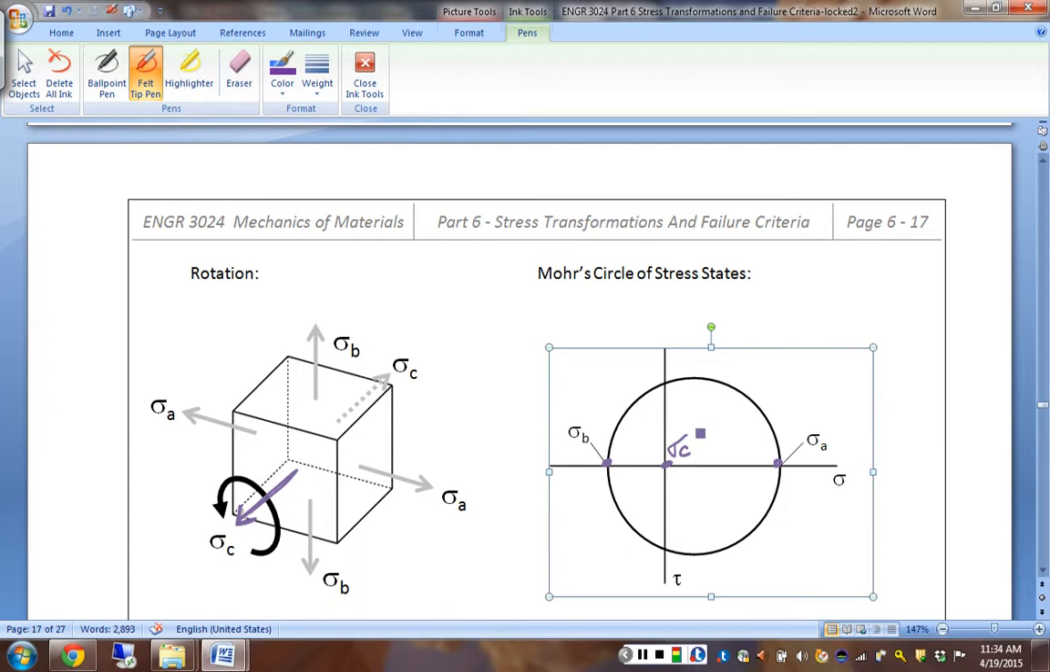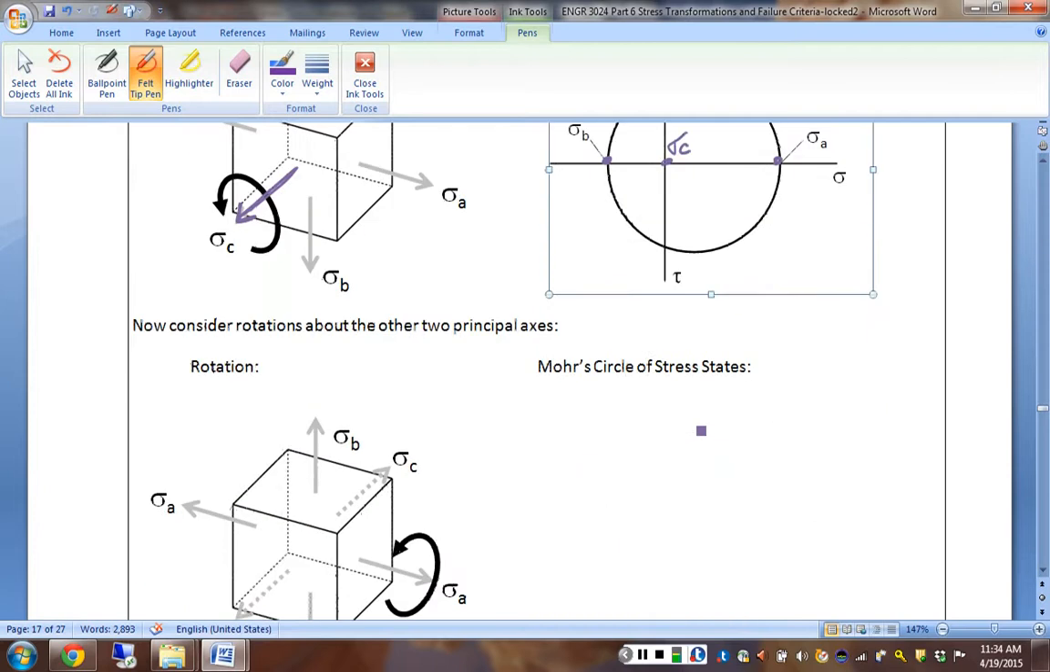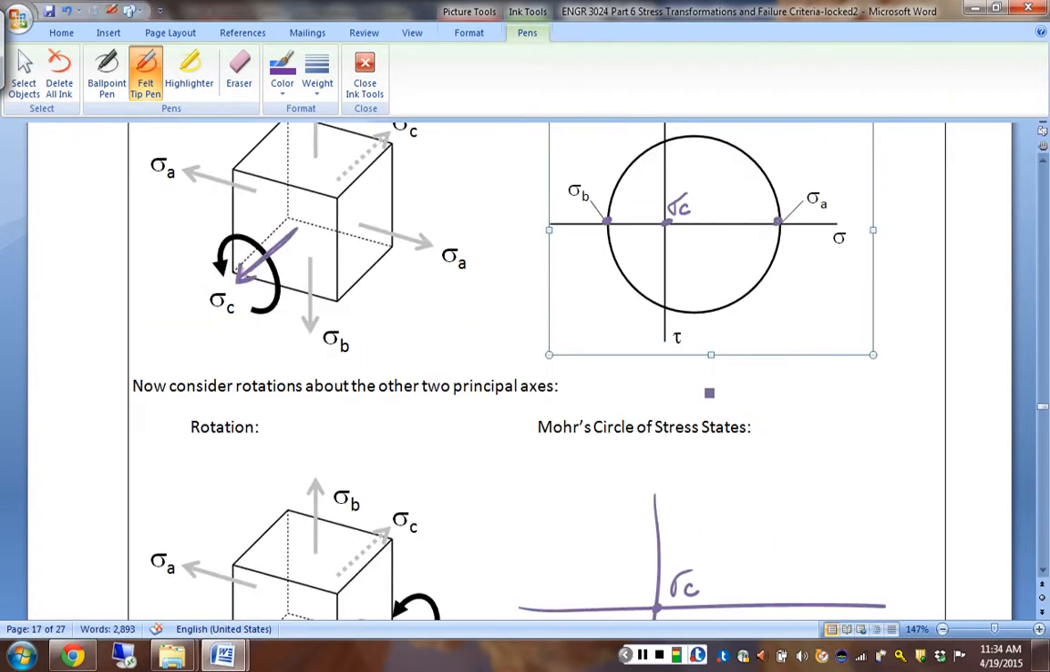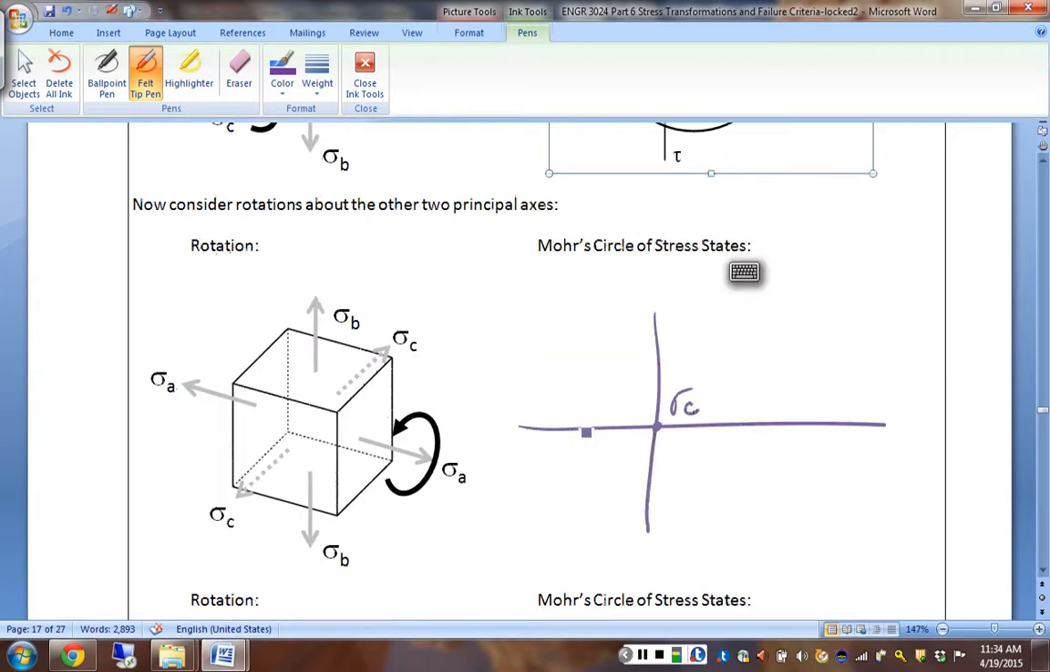If instead we think about what circle would be circumscribed if we rotate about sigma A, how is that going to vary? Well, we know that sigma C is still 0, and sigma B can vary between 0 and its maximum negative value. So sigma B is here, and any or all variations make a smaller circle.